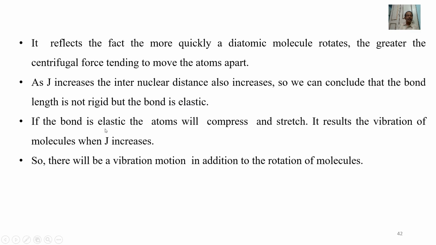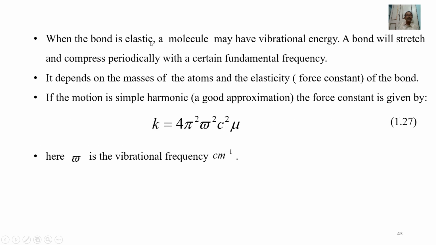If the bond is elastic, the atoms will compress and stretch. It results in the vibration of molecules when J increases, other than the rotation. So there will be a vibration motion in addition to the rotation of molecules. When the bond is elastic, a molecule may have vibration energy too. A bond will stretch and compress periodically with a certain fundamental frequency. Moreover, they will have weak bonds and stronger bonds, depending on the elasticity of the bond length. It depends on the masses of the atoms and the elasticity, which is nothing but the force constant of the bond.